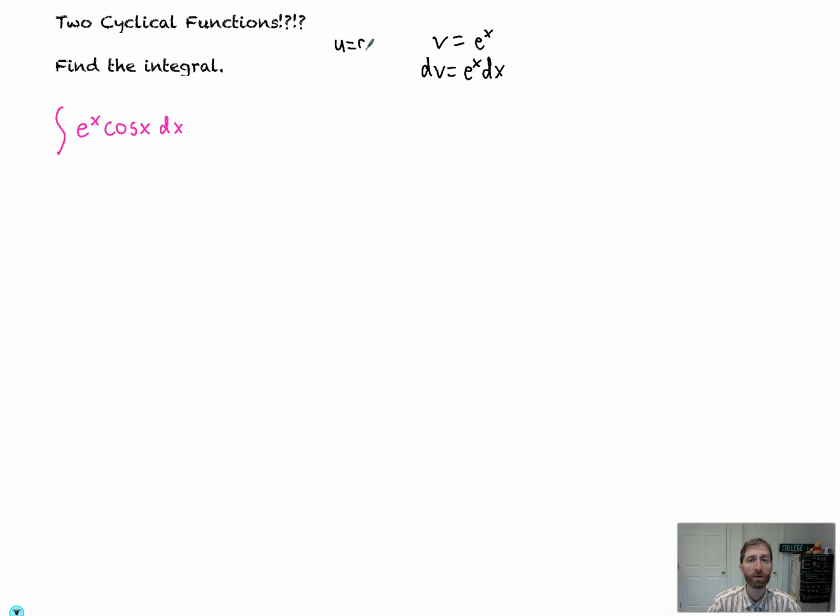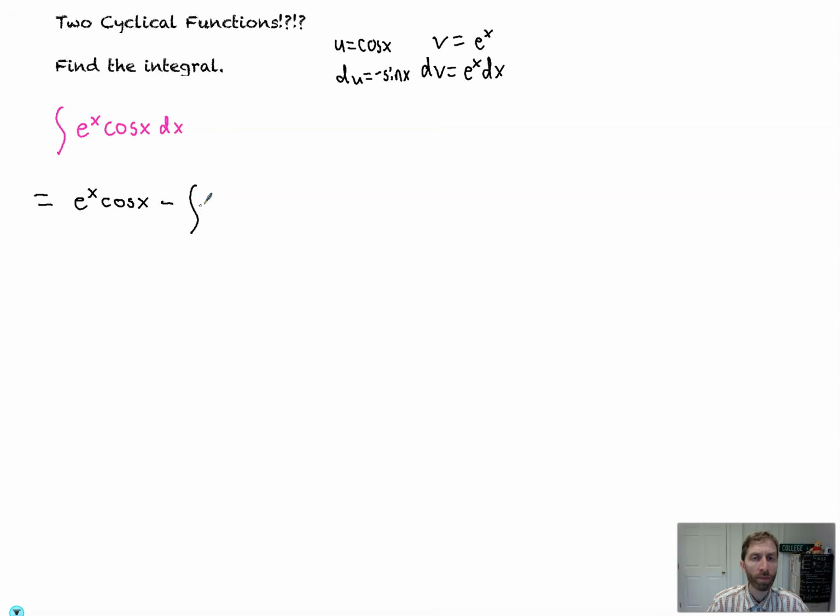Now, as far as u goes, you have cosine x. Let's see what happens here. The derivative of that is minus sine x. So let's use integration by parts, right? So as we do integration by parts here, it's u times v. So it's equal to u times v, which would be cosine x e to the x. Flip that around here just to make it look pretty.